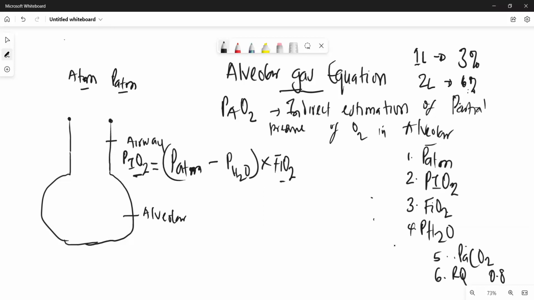And then lastly, by the time the gas gets into the alveolar, we have to remember the last gas during expiration.